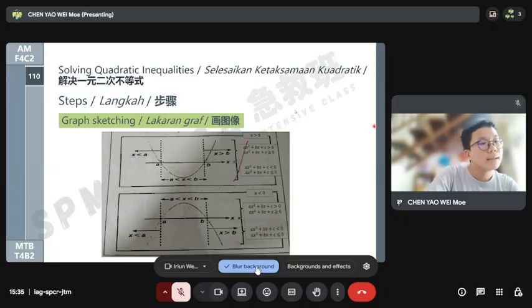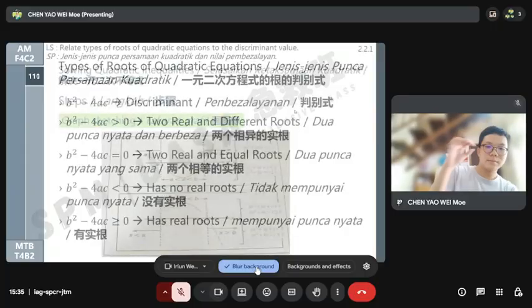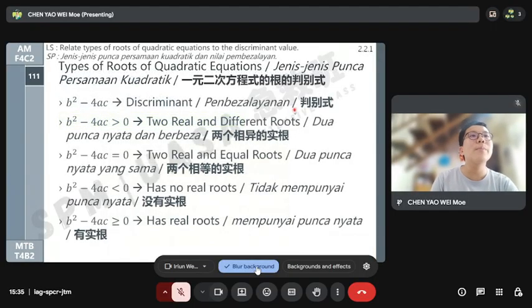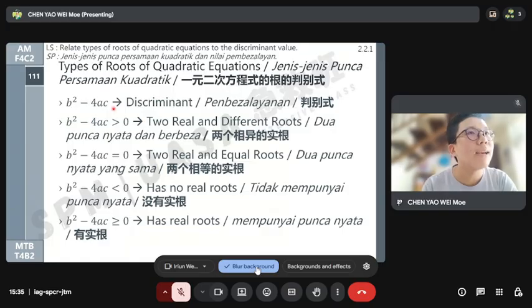So next, we know we can use the quadratic equation to find the roots, but we can also determine the nature of the roots of the quadratic equation by using the discriminant. b squared minus 4ac is the discriminant. If the value of b squared minus 4ac is larger than 0, it means this equation has two real and different roots.